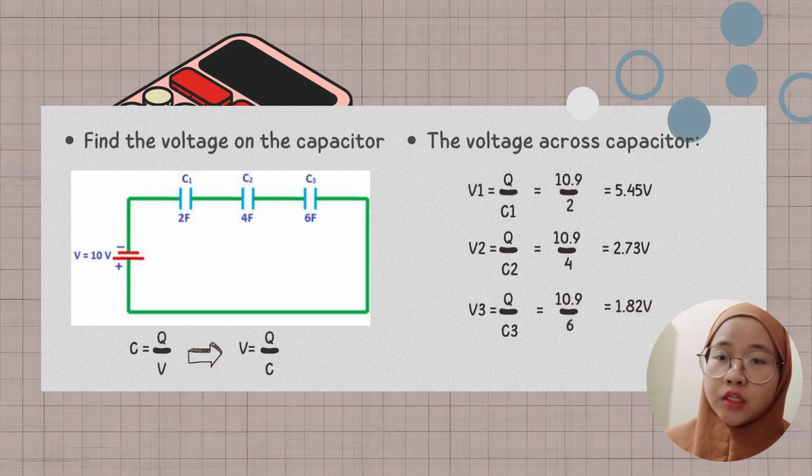To find the voltage across each capacitance, and to prove that the voltage is 10 volt, we will arrange the equation of C equal to Q over V to be V equal to Q over C. With that, we can substitute each value into the formula.